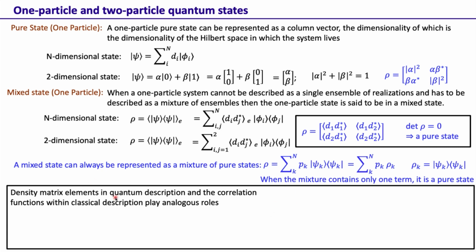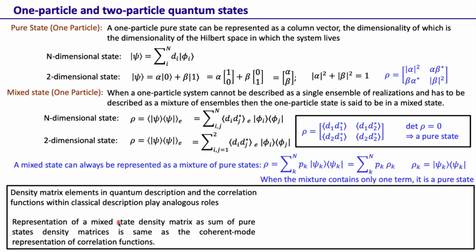At this point, I just want to remind you that what we are doing here is pretty similar to what we did while doing the classical coherence part. There we saw that the density matrix elements in the quantum description and the correlation function in the classical description play analogous roles. So this we had discussed. And also the representation of a mixed state density matrix as a sum of pure state density matrices is the same as the coherent mode representation of the correlation function. So earlier we had done this coherent mode representation of the correlation function, and what we are doing here for the density matrix is the same as the coherent mode representation we did for the correlation function.